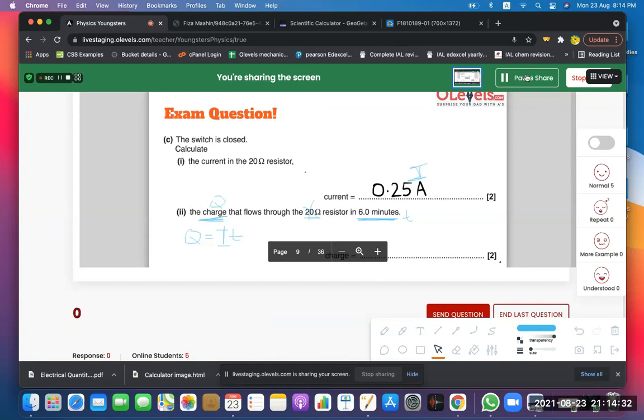Ma'am, we need to convert time to seconds. Yes, Fiza, of course. Because I just told you, whenever you are using time, the time should be in seconds. That's what we have identified. First, you have to convert these minutes to seconds. And you know, to convert to seconds, we multiply by 60.